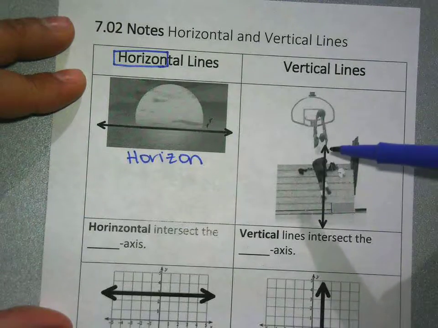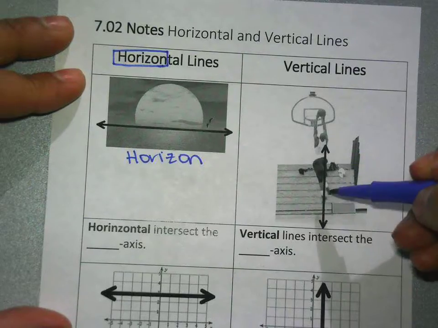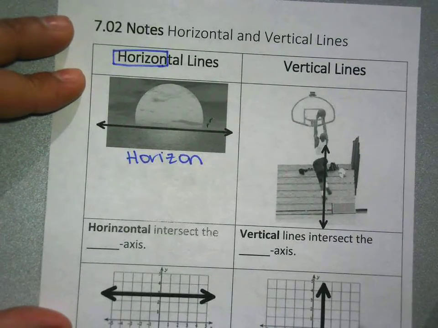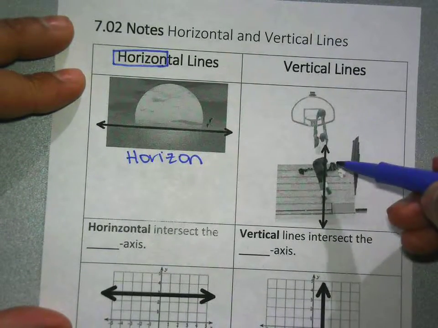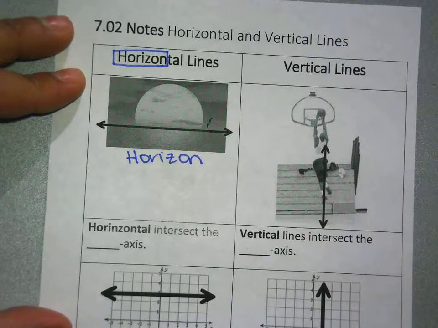Vertical lines, you'll see I put this vertical line which goes up and down. I put it on top of a basketball player jumping up to make a basket, and that is because oftentimes in basketball we refer to how high someone can jump as their vertical.